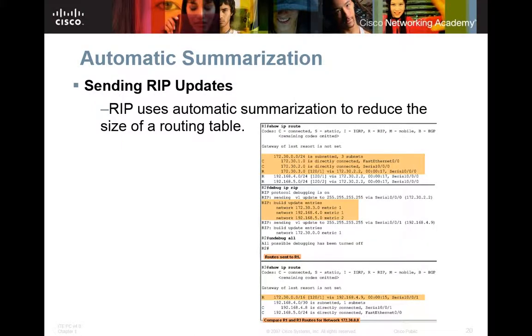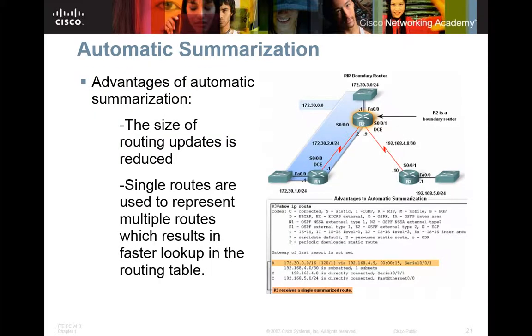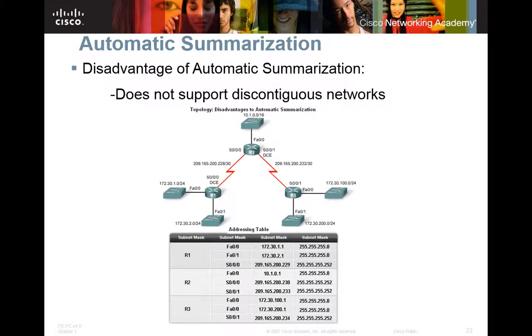Sending RIP. RIP automatically gives you route summarization. I loved RIP commands because they were so easy to do. The advantage of automatic summarization is the size of the routing updates is reduced. You don't have to do static routing. Everyone going to say yes, thank you very much. The problem is it does not support discontiguous networks.